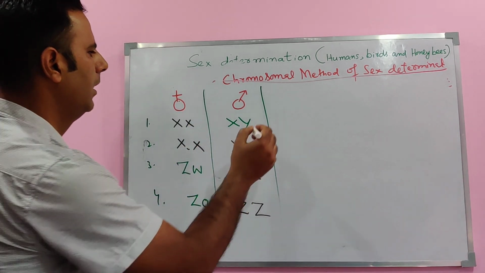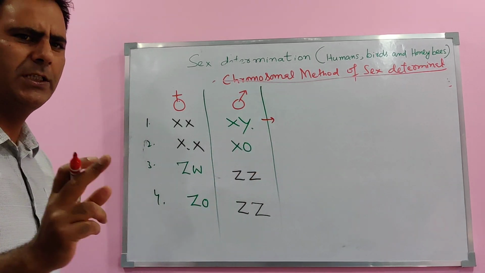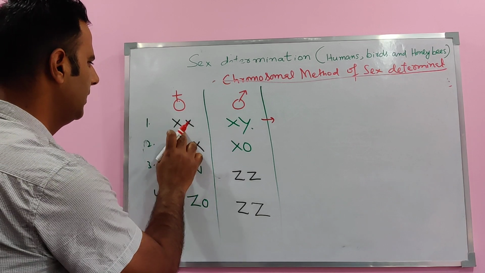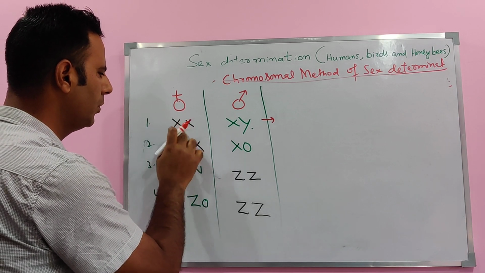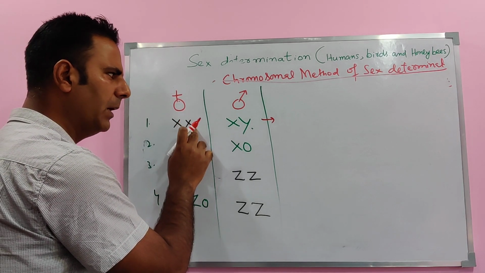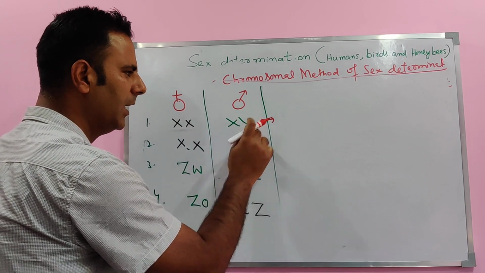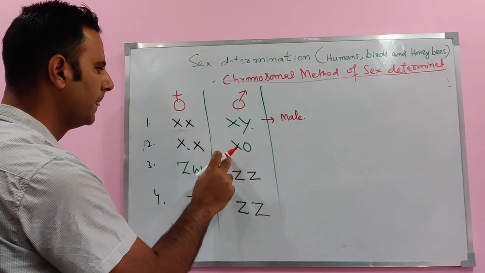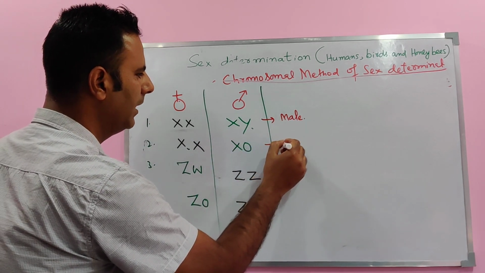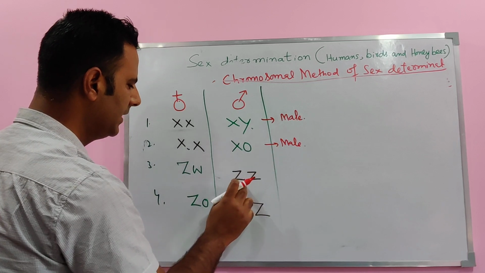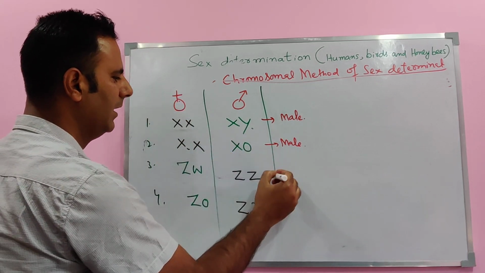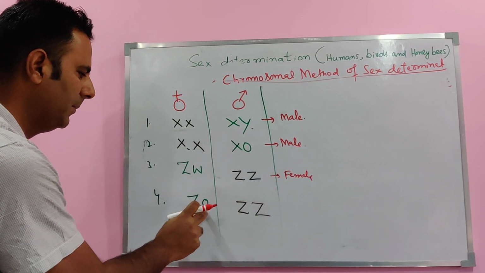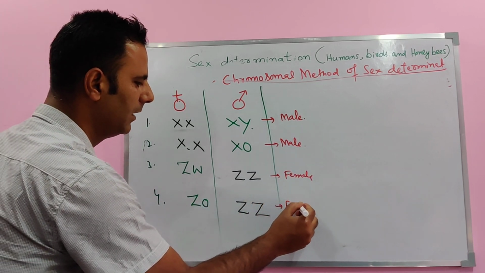Here, if we see who is going to be heterogametic, this is the female. Female has both the two chromosomes the same. Females are homogametic, but it is the male who is heterogametic. So we can say here we have males which are heterogametes. In this case, again we have the male which is heterogametic. In this case, we have the female which is heterogametic. And in the last case, again we have the female, which is heterogametic.